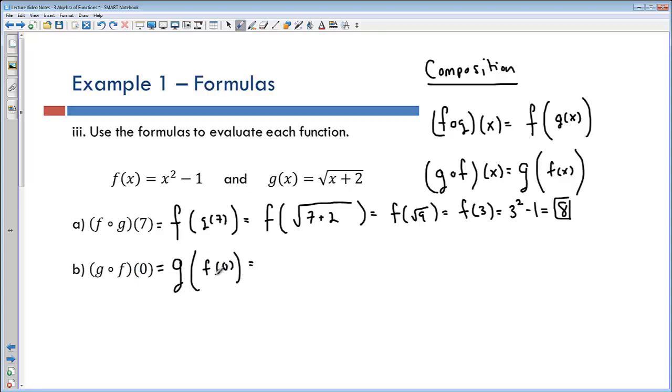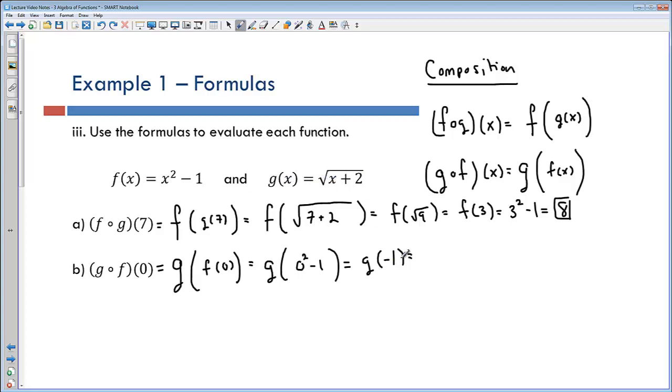And now I'm just going to do what it says. So here I have f of 0. Here's f. The rule is you square it and take away 1. So I have g of, square it, 0 is my input, and take away 1, which is really g of negative 1. And now I'm going to do what this one says, g of negative 1. Well, g is just the rule. Whatever it is, you're going to add 2 to it and take the square root of all of it.